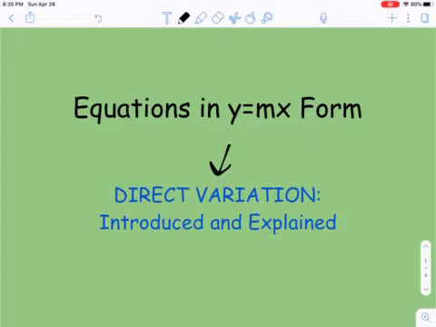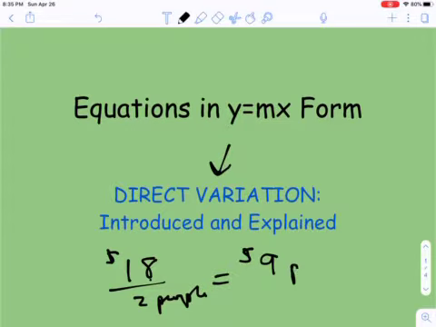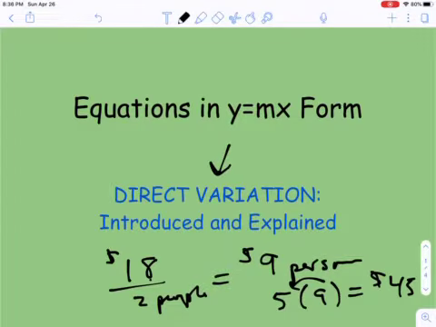And if somebody said to you, what if 5 people want to go? Well, what would you do? You would take that $18 and say, that $18 was for 2 people. Then you would figure out, if I break it down, it's $9 a person. And if you want to figure out what it costs for 5 people, you would multiply 9 times 5 and determine that it would cost $45 for 5 people to go.